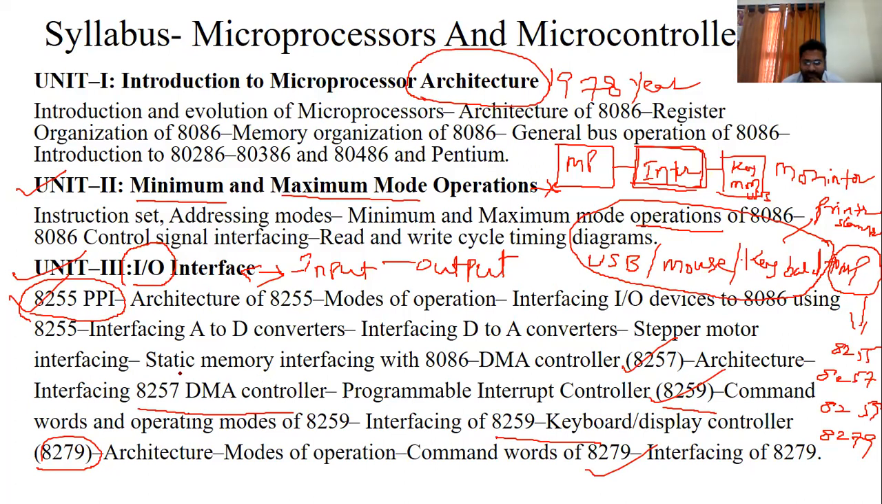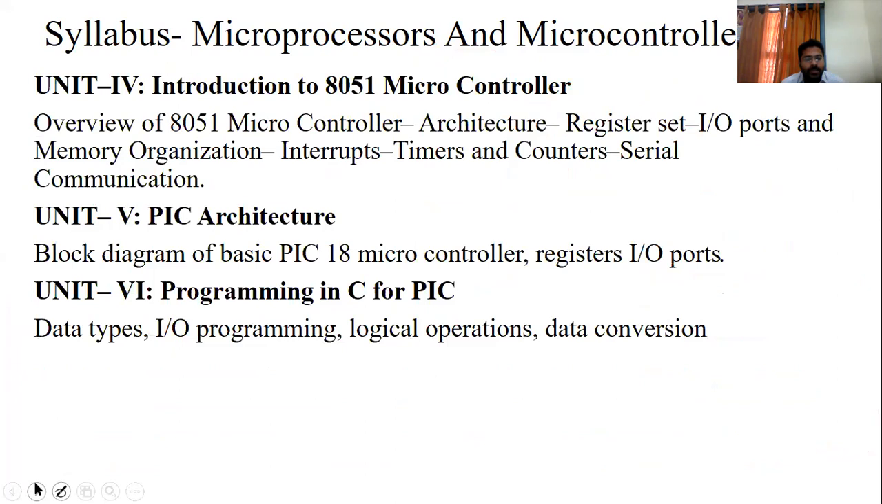So this is a very important unit. It is somewhat lengthy, but at the same time important also. Then come to the fourth chapter, microcontroller: introduction to the 8051 microcontroller. What is the difference between the microprocessor and microcontroller? We are going to discuss this.